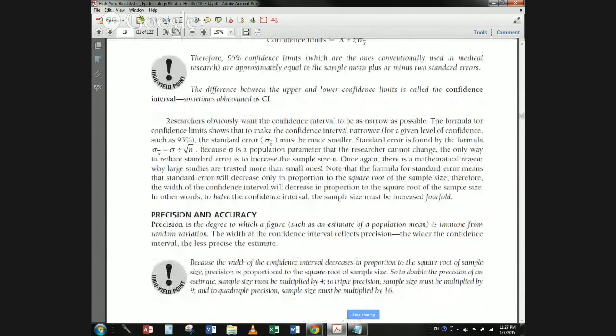Precision and accuracy. Precision is the degree to which a figure, such as an estimate of a population mean, is immune from random variation. The width of the confidence interval reflects precision. The wider the confidence interval, the less precise the estimate. Because the width of the confidence interval decreases in proportion to the square root of the sample size, precision is proportional to the square root of the sample size.